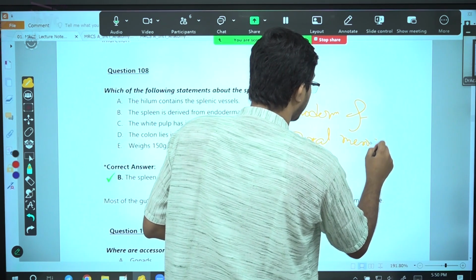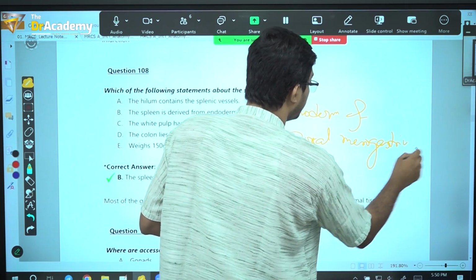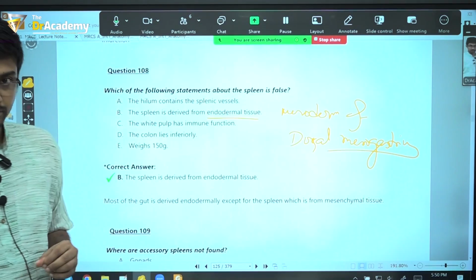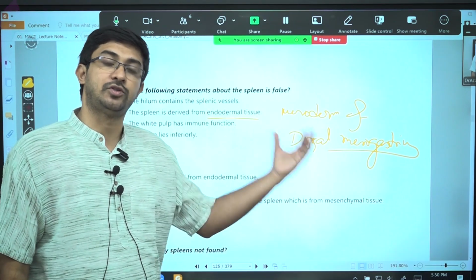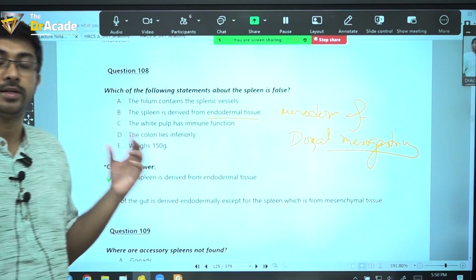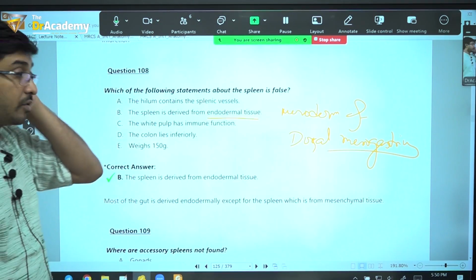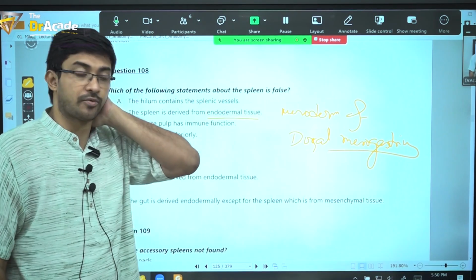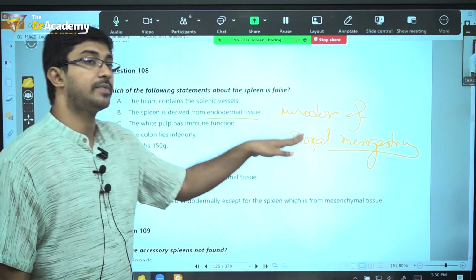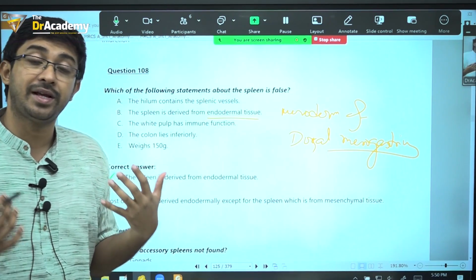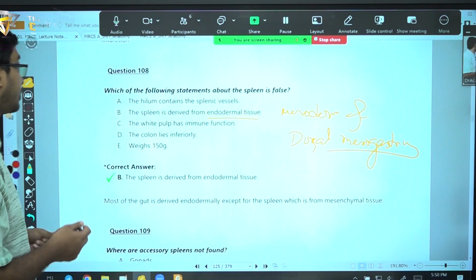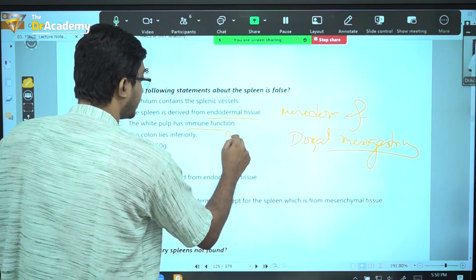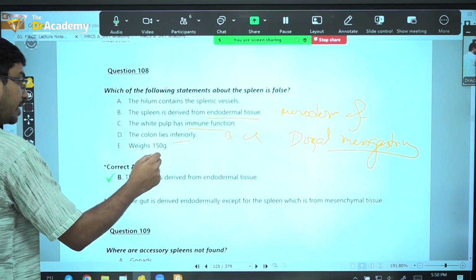Initially there were two mesogastria, ventral and dorsal. The dorsal mesogastrium gives rise to the spleen, greater omentum, the lienorenal ligament, etc., whereas the ventral mesogastrium gives rise to the lesser omentum. So this develops from the mesoderm, more specifically the splanchnopleuric layer of lateral plate mesoderm. White pulp has immune function because there are B cells, and the colon lies inferiorly, exactly.